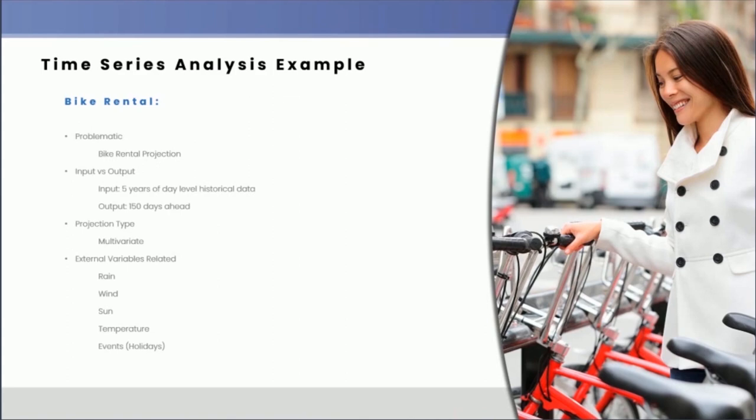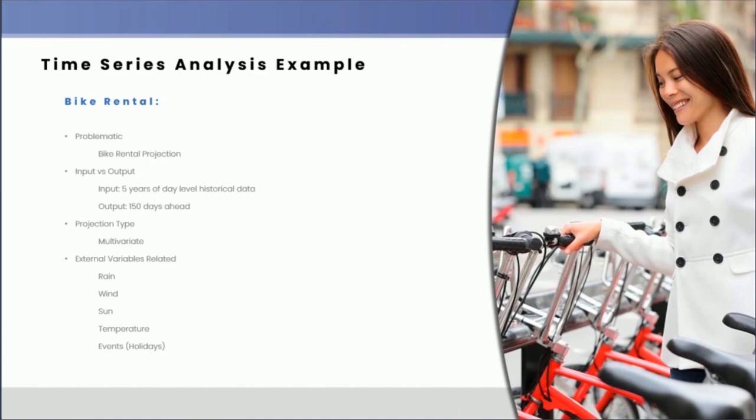Okay, so let's look at our example for time series. The example is related to bicycle rental. We are assuming that in some city there is a bicycle rental company that has its bicycles available on public roads. So we're going to generate a forecast of the rentals. Our inputs will be the historical data, and we have 5 years of history at the day level. Our output will be to generate the forecast 150 days forward. This will allow the company to plan, for example, its maintenance or restocking, depending on the rental's demand.